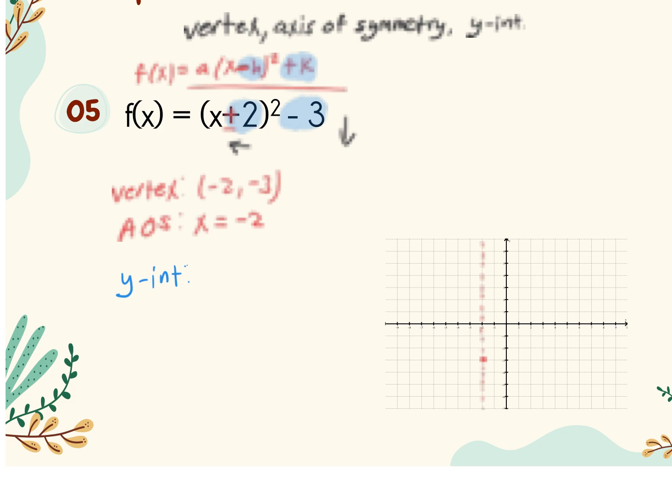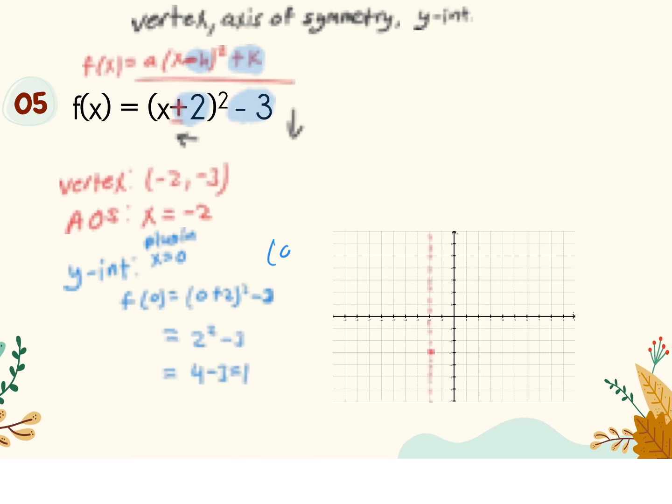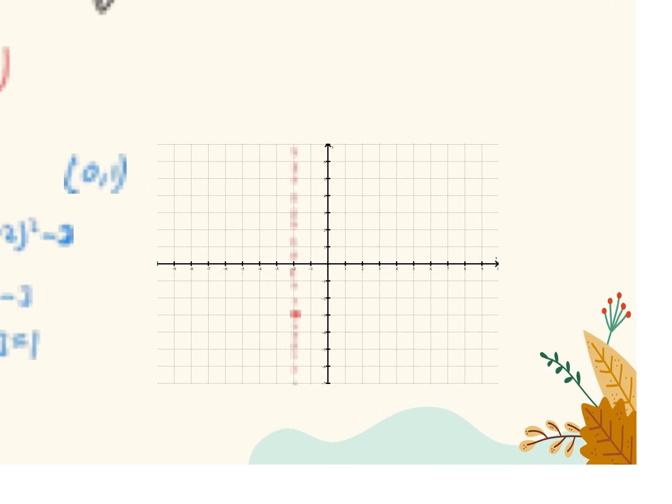So mathematically then, to find our y-intercept, you're going to plug in x equals 0 into our function. And let's do that for this function. We have f of 0 is going to be 0 plus 2 squared minus 3. And then 0 plus 2 is going to get us a 2. We have a 2 squared minus 3. And 2 squared is going to give you a 4. We get 4 minus 3 is 1. So our y-intercept is going to be this ordered pair of 0, 1. And then we're going to plot that point right there.